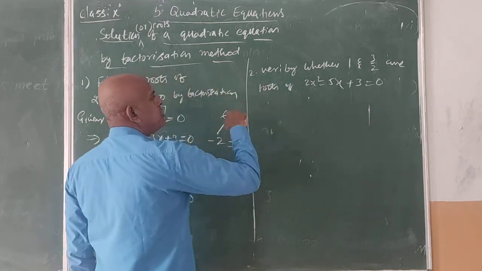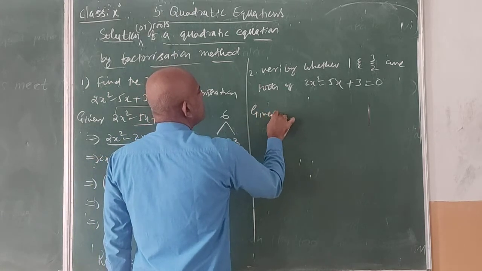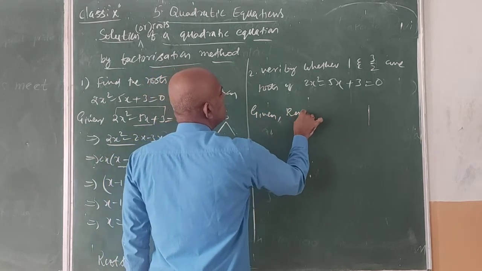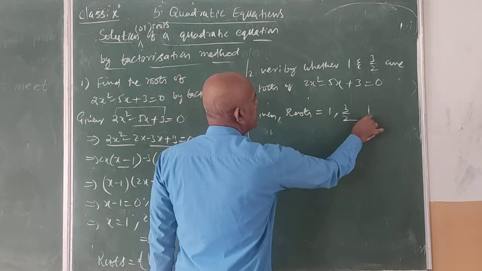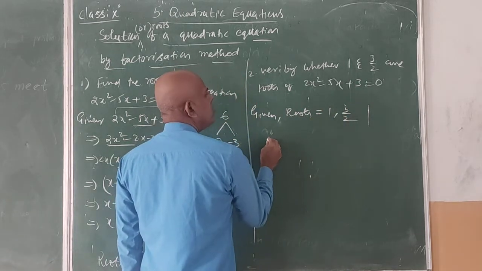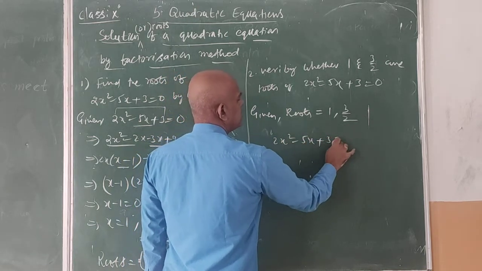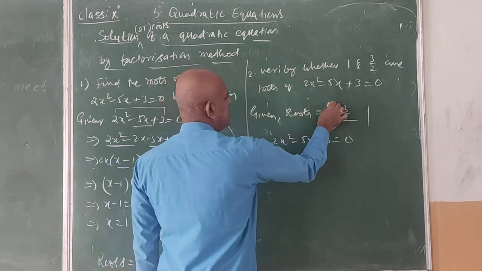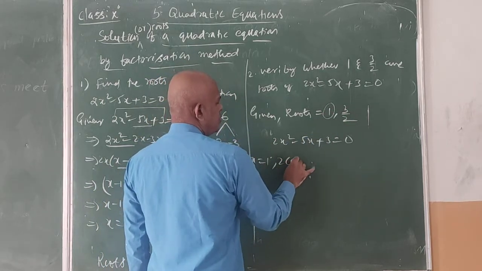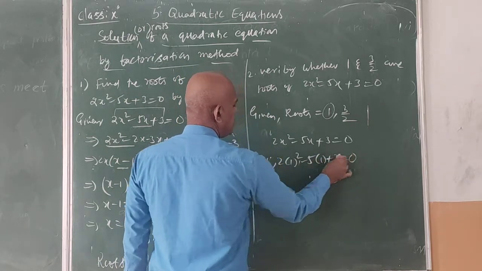Three by two is also a root of the given quadratic equation. So now, the given roots are 1 and 3 by 2. Roots means the x values. So first, take 2x² − 5x + 3 = 0, and let x = 1. First we take x = 1 and substitute it: 2 into 1 square minus 5 into 1 plus 3 is equal to 0.